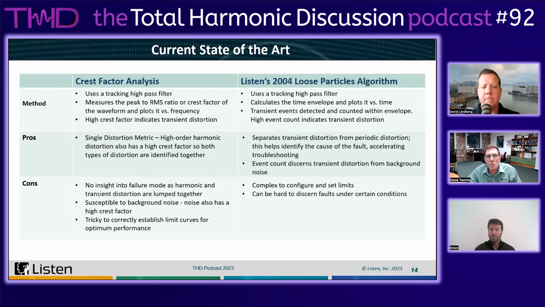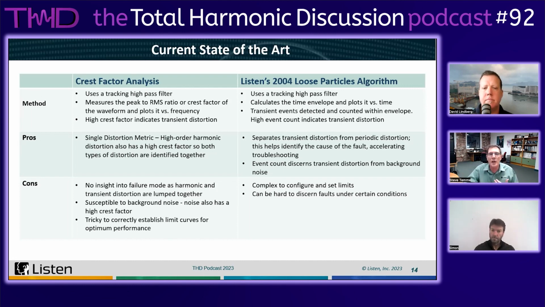And instead of looking at crest factor, we're going to count the number of transients during that 2-second sweep. Basically, if we have loose particles or something rattling, we're going to get many transient events. And if it's background noise, we're only going to get maybe a few. If a compressor goes off or someone drops something, a forklift goes by in a production line, it's not going to happen 50 times in 2 seconds, whereas a loose particle or a button rattling is going to be at least 10 events in a couple of seconds.